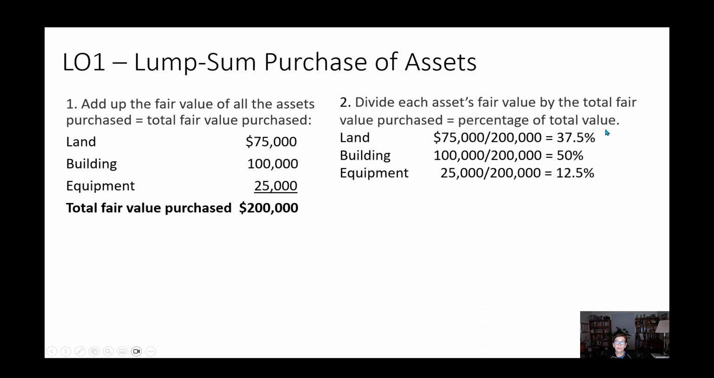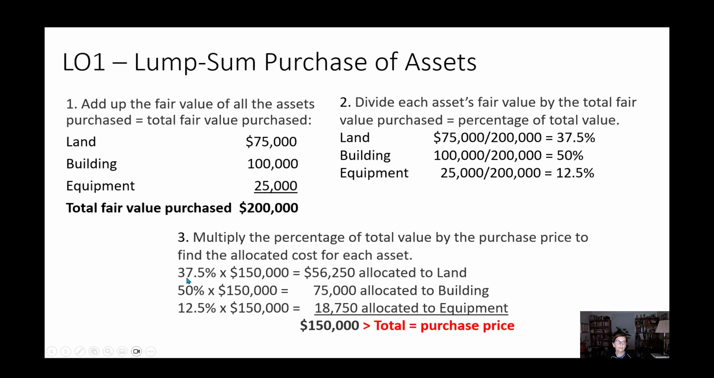Next thing we're going to do is find the percentage that each of the assets is of the total. So we're dividing the value of each of the assets by the $200,000 total, and those are giving us percentages. Then we multiply that percentage by the total cost, the $150,000 that we paid, to get the amount allocated to each asset. Now, you could skip this step here of getting a percentage. You can just take the 75 divided by the 200 times the 150.